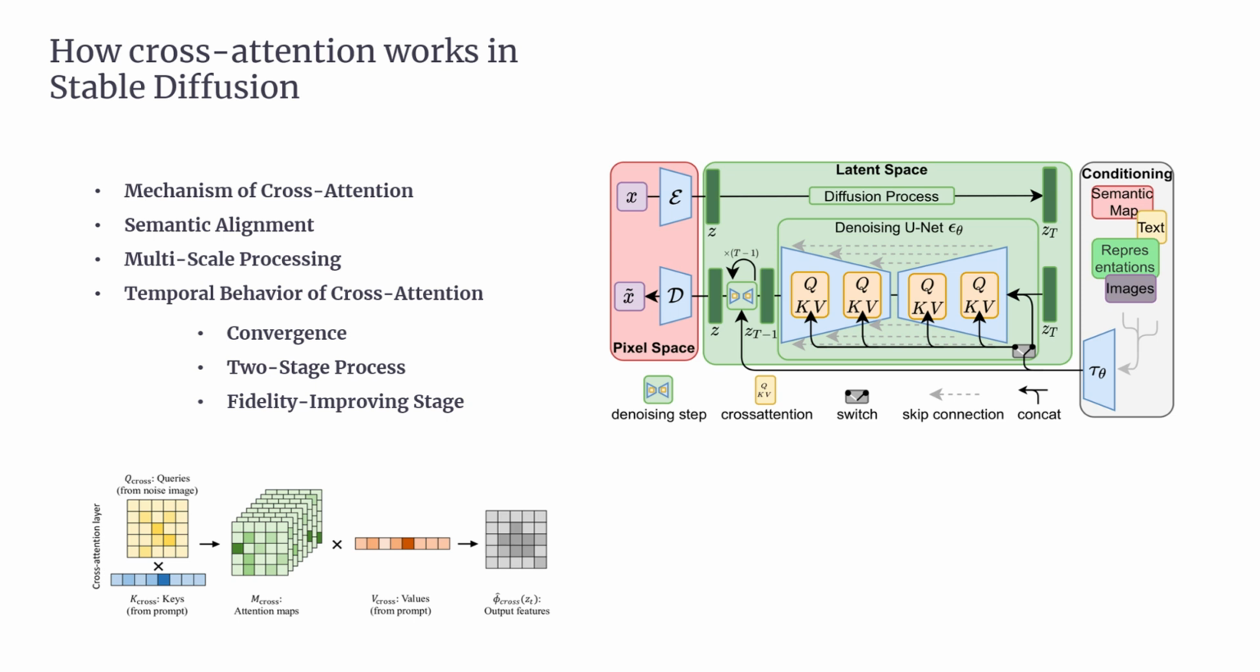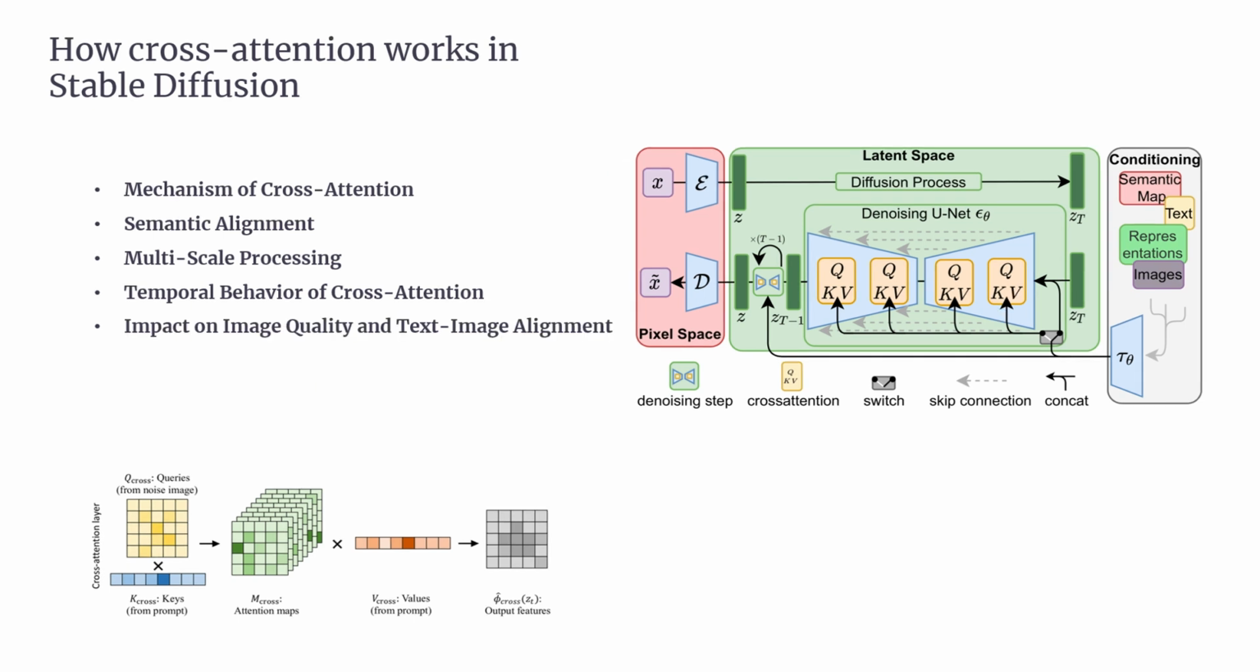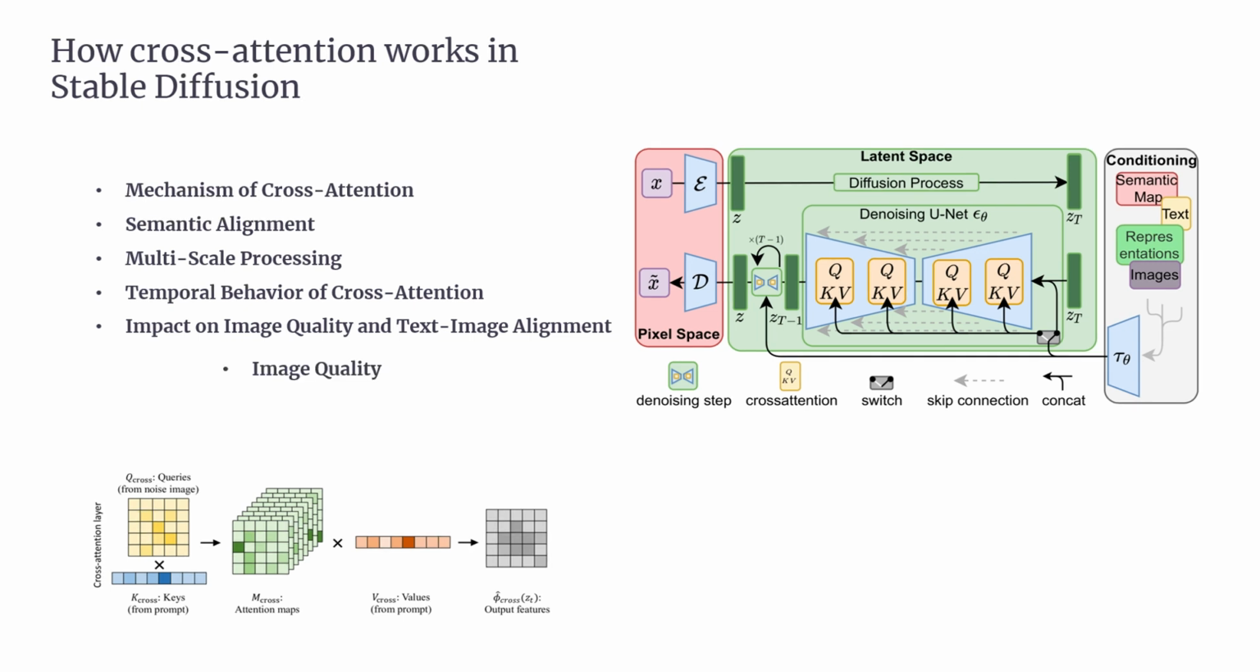The 5th. Impact on image quality and text-image alignment. The strength of the cross-attention mechanism has a direct effect on the quality of the generated image and how well it matches the input text. 1. Image quality. When the model uses a more sophisticated text encoder and cross-attention mechanism, the quality of the generated image improves. The image is more accurate, detailed, and visually aligned with the text description.